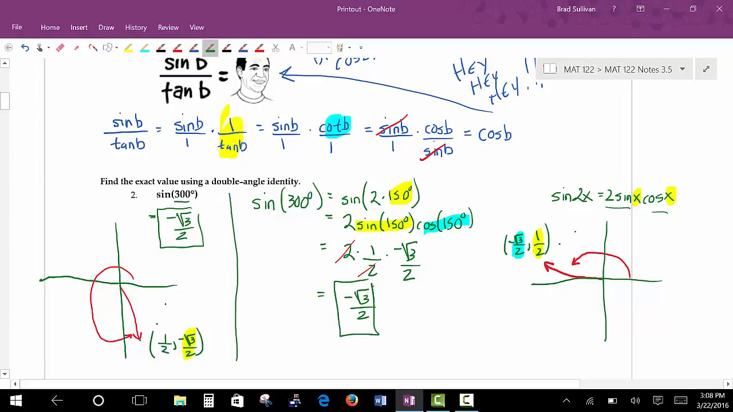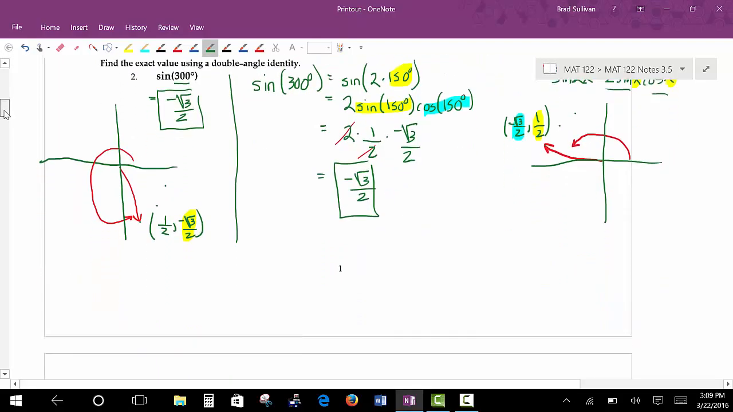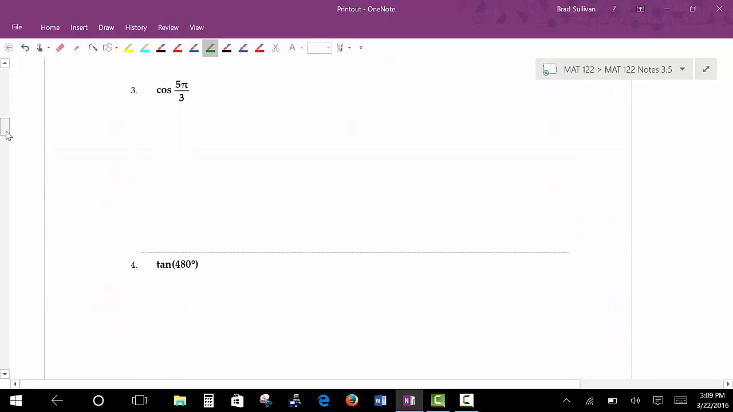Now the double angle identity, you typically use it more for solving equations and proving identities and rewriting expressions than you do finding the values of angles. But this is a good way to show you how this identity works and why it works. Okay, so let's go to the next page, and I'll do the same illustration with a cosine.